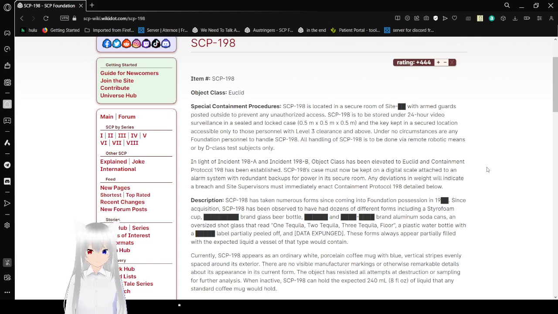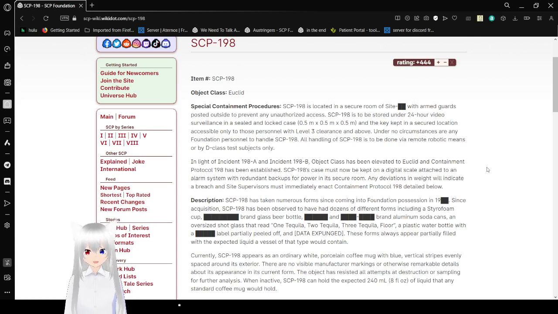The case measures 0.5 meters by 0.5 meters by 0.5 meters, and the key is kept in a secure location, accessible only to those personnel with level 3 clearance and above. Under no circumstances are any Foundation personnel to handle SCP-198. All handling of SCP-198 is to be done via remote robotic means, or D-class test subjects only.